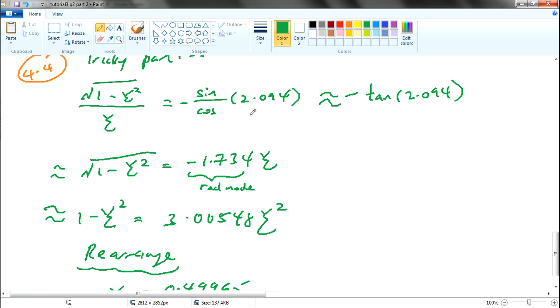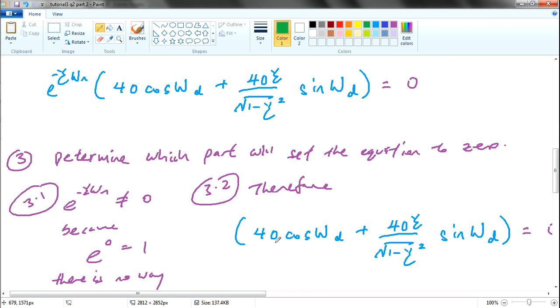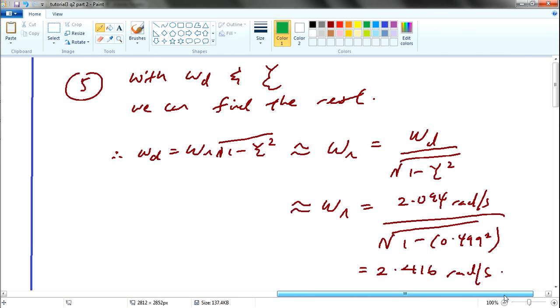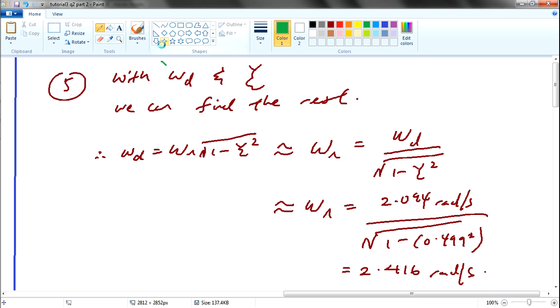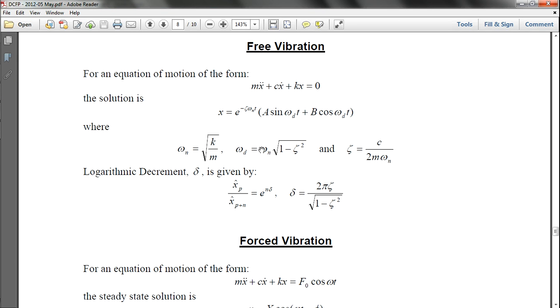If you were to bring this up, you get minus 1.734 radians, and then because you have a square root, you bring it over here as a square, so it is this value. Then you rearrange, and eventually you get the damping factor equal to 0.49965. Once you get your WD and your damping factor, you can find the rest. So let's find our natural frequency first, because the key to everything is the natural frequency.